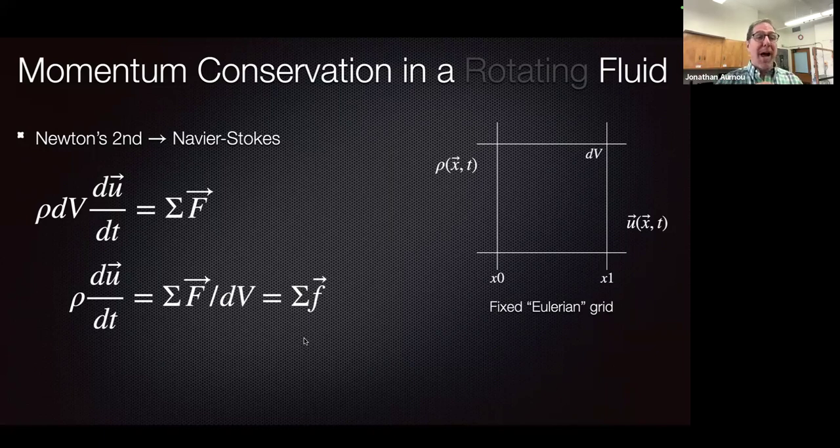And so rho dV is the mass, and u in fluid dynamics is the velocity. Why it's not v, I don't know. Maybe because V is already volume. And so this rho dV is mass, and du/dt is the acceleration of the fluid. So that's ma equals the sum of forces. Good? And then since the grid is fixed, we can divide out by dV. dV is just some constant that we've defined on our grid. So then rho du/dt is the summation of forces per unit volume. Okay, that's still just Newton's law.